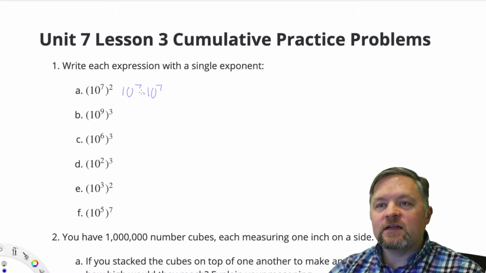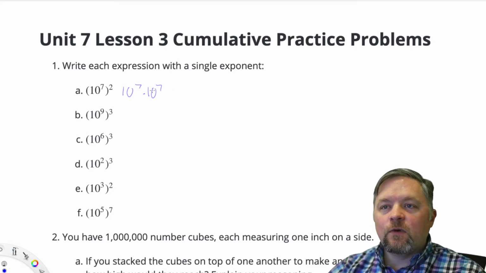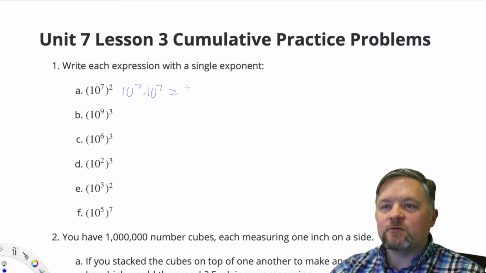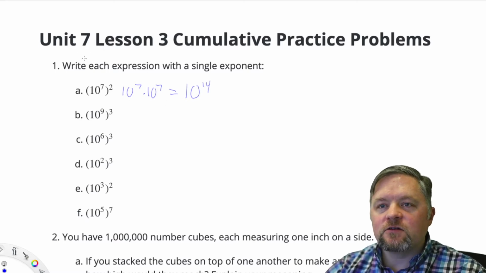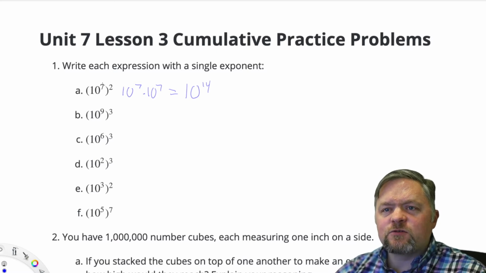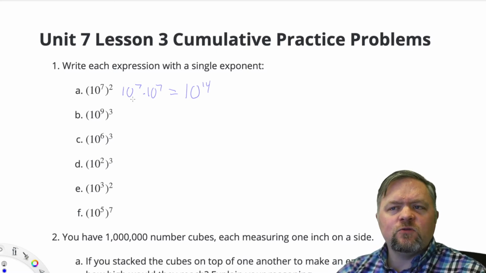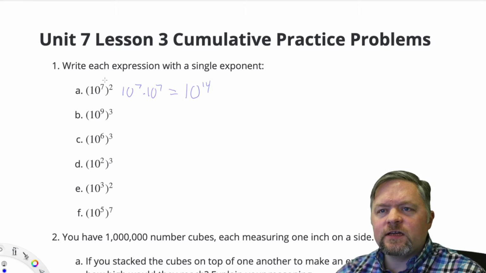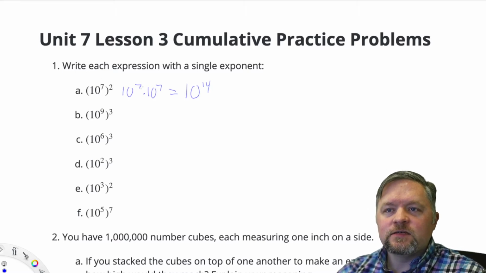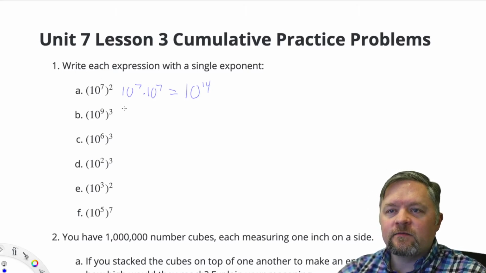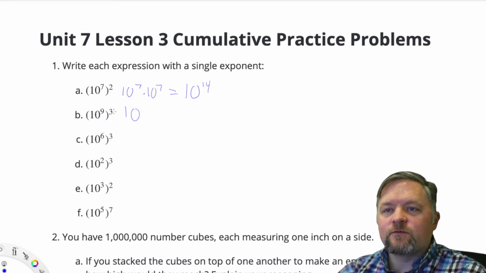And as we did in the last lesson, when we are multiplying like bases, we just add the exponents. So this is 10 to the power of 14. Now let's look quickly at this. 10 to the power of 7 squared, a 7 and a 2. What do we do to get to 14? We just multiply. 7 times 2 is 14. For the next one, 10 to the 9 raised to the power of 3. 9 times 3 is 27.